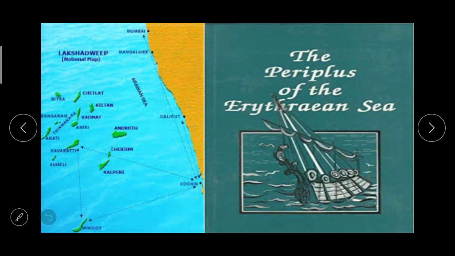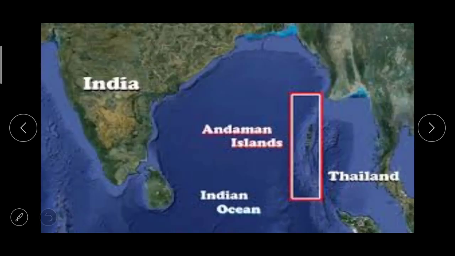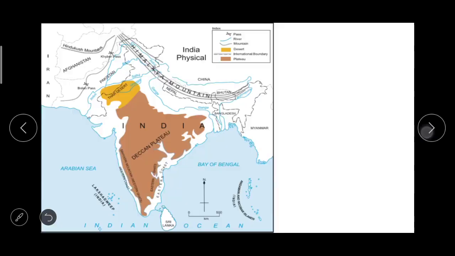The manuscript Periplus of the Erythraean Sea, or Handbook of the Red Sea, makes a mention of Indian islands. It was written by an unknown Greek sailor. Here you can see India and the Andaman Islands, and here the Indian Ocean. And now the map which is given in our textbook also, India physical.